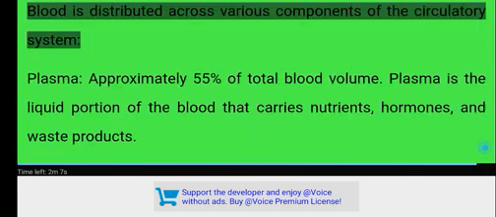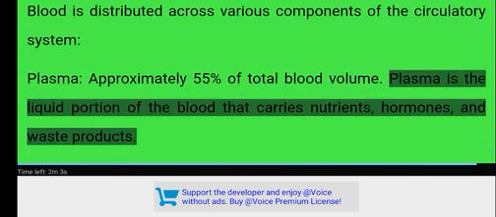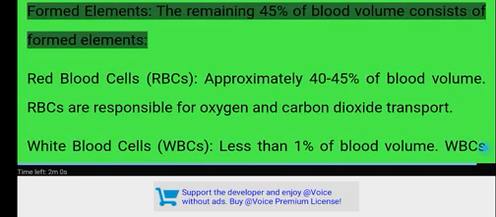Blood volume distribution. Blood is distributed across various components of the circulatory system. Plasma: approximately 55% of total blood volume. Plasma is the liquid portion of the blood that carries nutrients, hormones, and waste products. Formed elements: the remaining 45% of blood volume consists of formed elements.